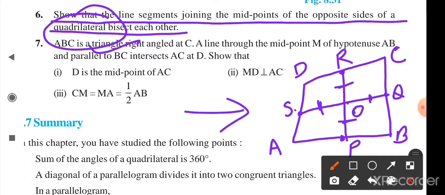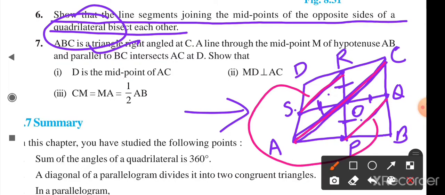So for that you have to do the construction. You have to join SR, you have to join PQ, and first just see these two triangles, upper and down. You have to join the diagonal AC also. So you can see that SR is half of AC by the midpoint theorem, and similarly PQ is half of AC again by the midpoint theorem. These two lines are equal to each other, hence SR is equal to PQ.